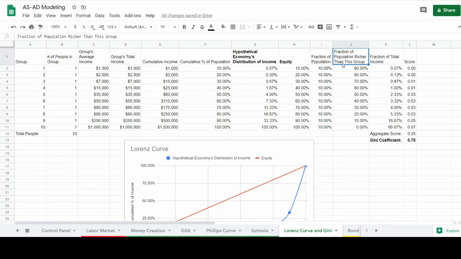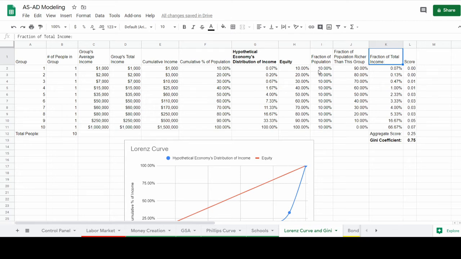Next, we need to know what fraction of the population is richer than the person who we're observing currently. So to break that down, if we were to observe the first person in our income distribution, they represent 10% of the population. And that means that 90% of the population is richer than them. As we go on, they decrease the percentage of the population that's richer than them by 10 percentage points, which is why we go from 90 to 80 to 70 to 60 to 50. It makes sense. But where this becomes interesting is what fraction of the total income is controlled by each person.